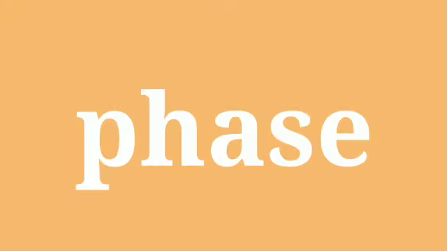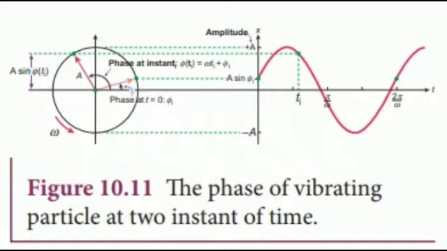The next topic is phase. The phase of a vibrating particle at any instant completely specifies the state of the particle. If you consider two particles executing simple harmonic motions, their equations are y1 is equal to a sin omega t plus phi 1 and y2 is equal to a sin omega t plus phi 2.